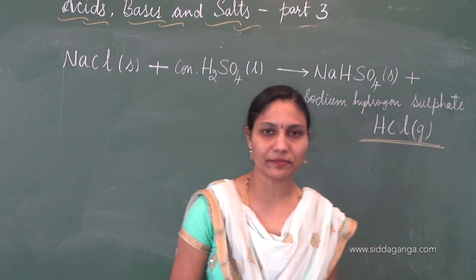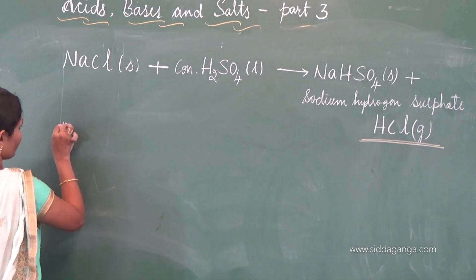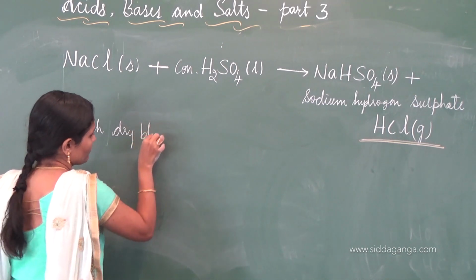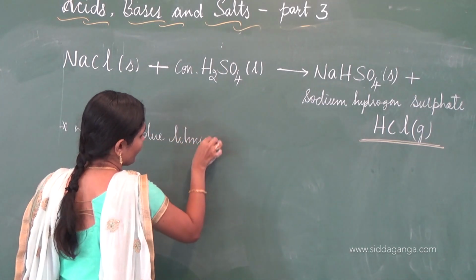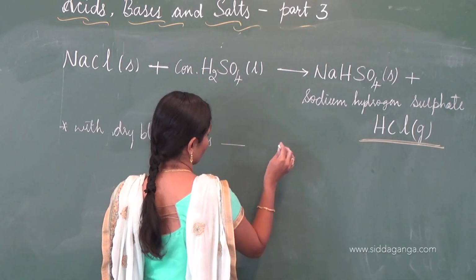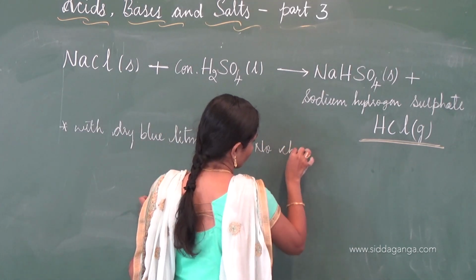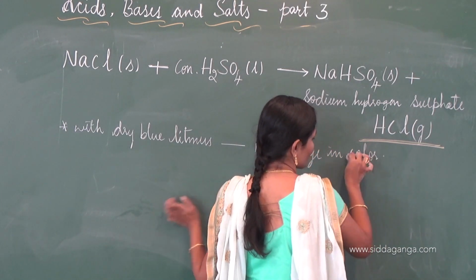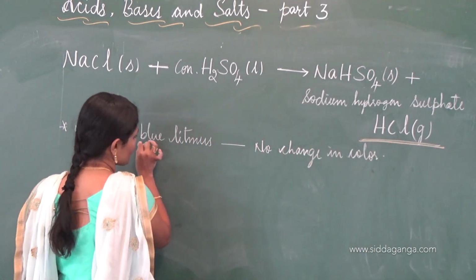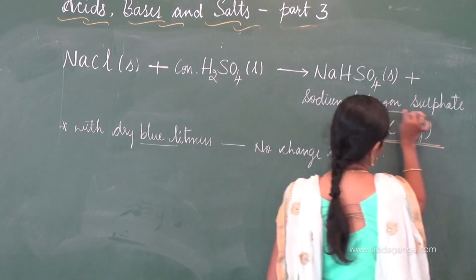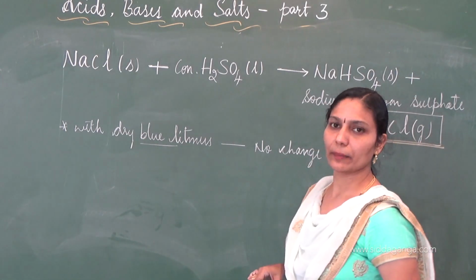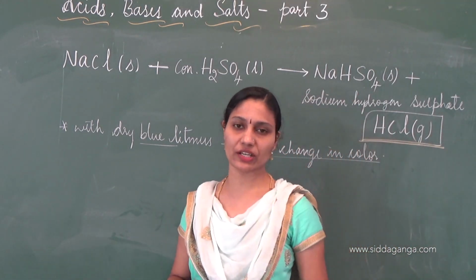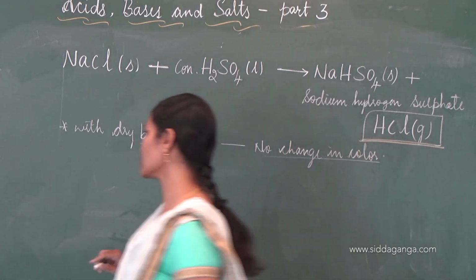To our astonishment, with the dry blue litmus, we don't find any change in color. No change in color. Actually, we expected some change in color, right? Because the litmus is blue in color and HCl is acidic in nature. We know that HCl is acid, but to our astonishment, we find no change in color. The color of the dry blue litmus does not change.